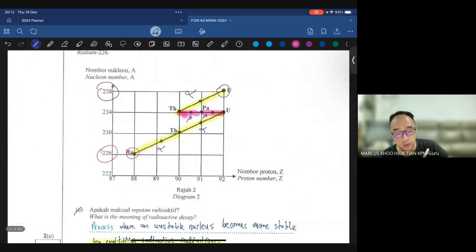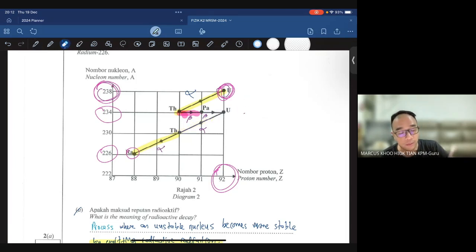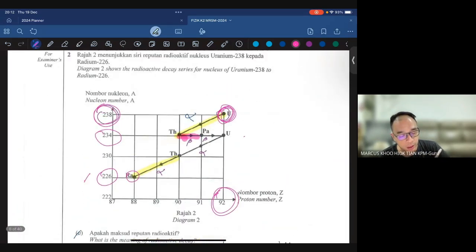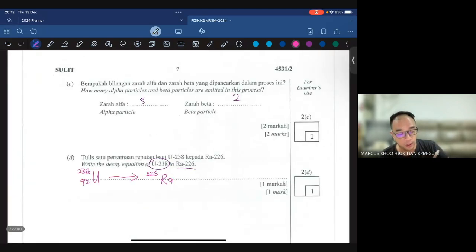How do I know 92? Because it is here. 238 here, 92 here. Here is uranium. Is there uranium-234 with 92? There is, it's here. But this is a halfway point, so don't use that. Take the starting point. So uranium-238, 92. Our end point is radon, so it will decay into radon 226. Take a look at the number at the bottom. What's the number at the bottom? 88. Okay, 88 plus 3.